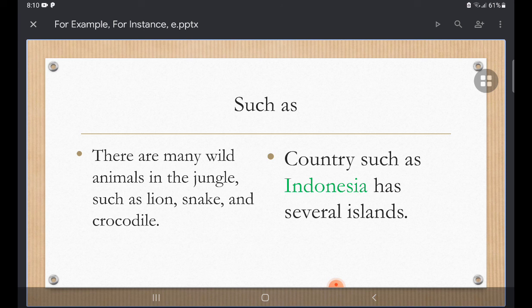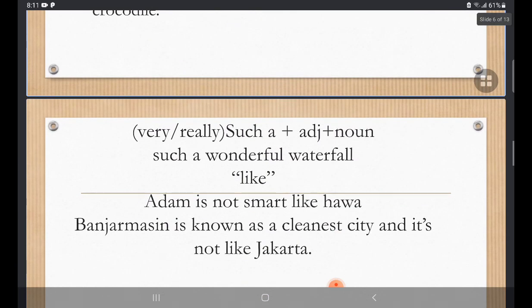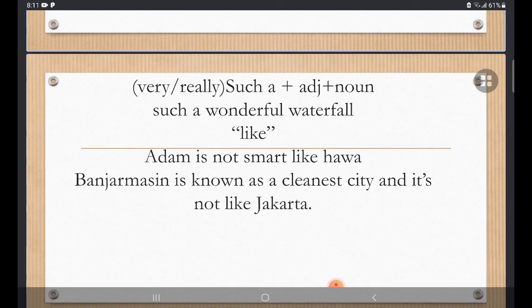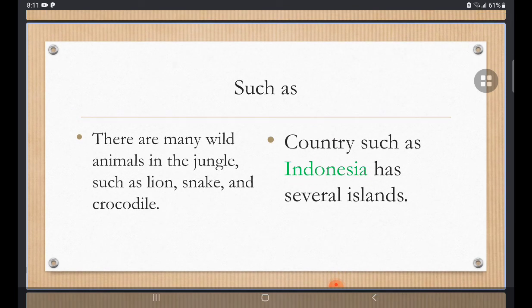Okay, when using "such as", we don't have to put a comma after it, just directly mention the points or things that you want to mention. Like in this example, after "such as" it directly gets lion, snake, and crocodile. So we don't need any comma to divide "such as" and the other things. Another example: countries such as Indonesia has several islands. That shows that "such as" doesn't need any comma.